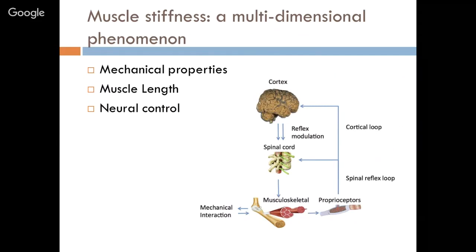So if we want to change that, all these dimensions have to change. So I would like to propose this idea of learning to view muscle stiffness from a multidimensional perspective, rather than just seeing it as a problem that lies within the muscle or connective tissue.